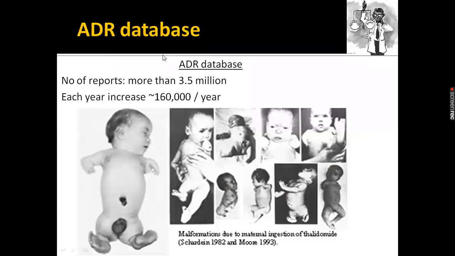So coming to the ADR database. When ADR started, how we have proceeded, what are the steps we have taken. So this is the famous photo which is showing us phocomelia, which is due to the thalidomide, which was used for morning sickness. Morning sickness means the hyperemesis gravidarum thing, which the ladies will get in the first 3 months of the pregnancy. So this thalidomide was used as a drug which can suppress this pregnancy-induced vomiting.